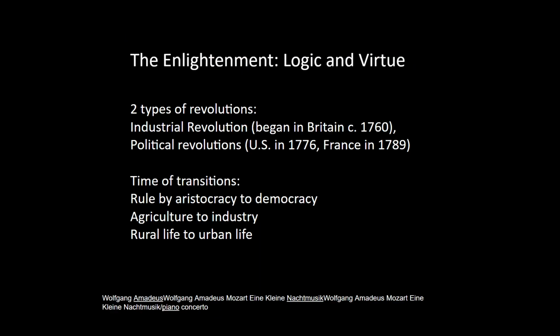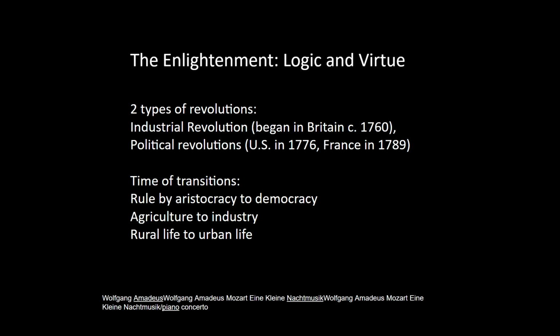During the Enlightenment, we get two types of revolutions. The Industrial Revolution begins in Britain about 1760. It takes a little bit longer to get to the United States, which is more spread out and more sparsely populated, but eventually it gets here, and that's when we start to see more urbanization, a bit later. During this period, it's starting in Britain. And then we get the political revolutions, first with the U.S. and then a little bit later with France, Napoleon Bonaparte in 1789.